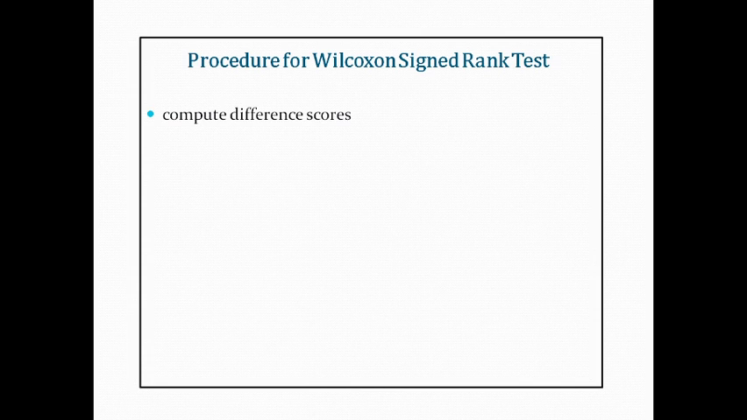So firstly, if we are given the data, that is, we have two variables, a before and after type of data, we will first find the difference between the two scores. Then exclude any differences which are 0. If a difference is 0, this value is excluded. We are not counting it for the study, because if the difference is 0, whether you add or subtract, it makes no difference.